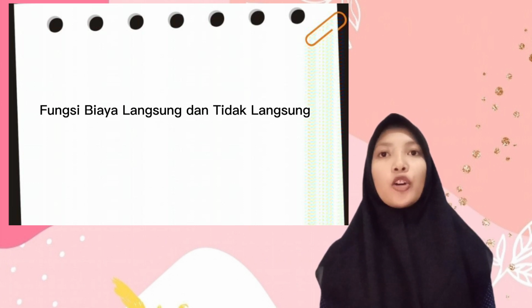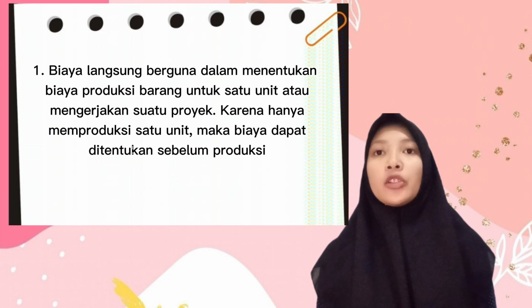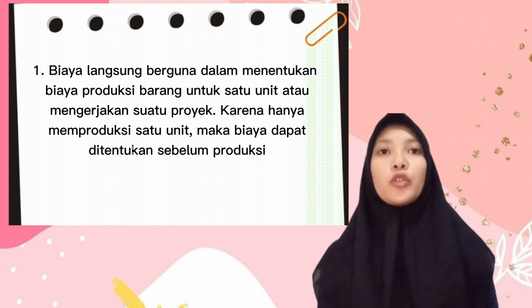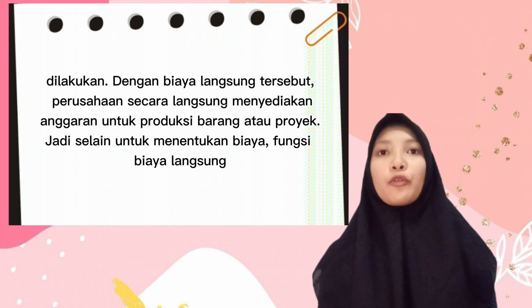Direct and indirect cost functions. 1. Direct costs are useful in determining the cost of producing goods for one unit or working on a project. Because it only produces one unit, the cost can be determined as production is carried on. With this direct cost, the company directly provides a budget for the production of goods or a project.